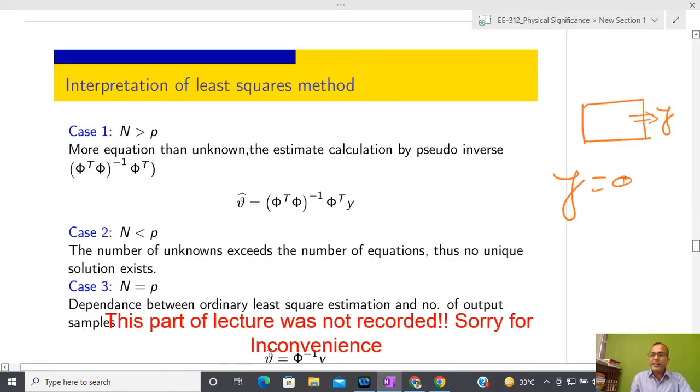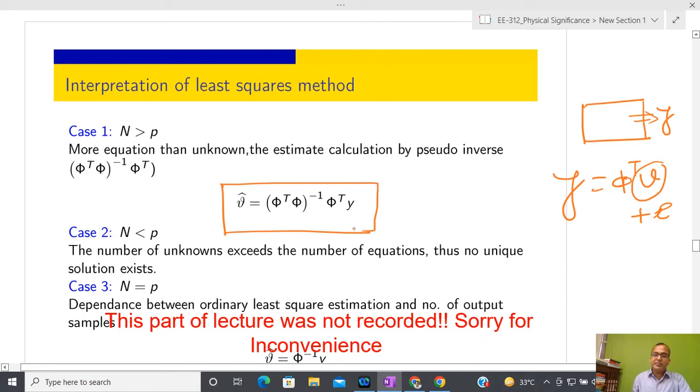And that explanatory variable is phi, and I have some unknown parameters. I have to estimate the parameter. So that kind of problem we have seen, and using the least square estimation method, this kind of expression comes into the picture.